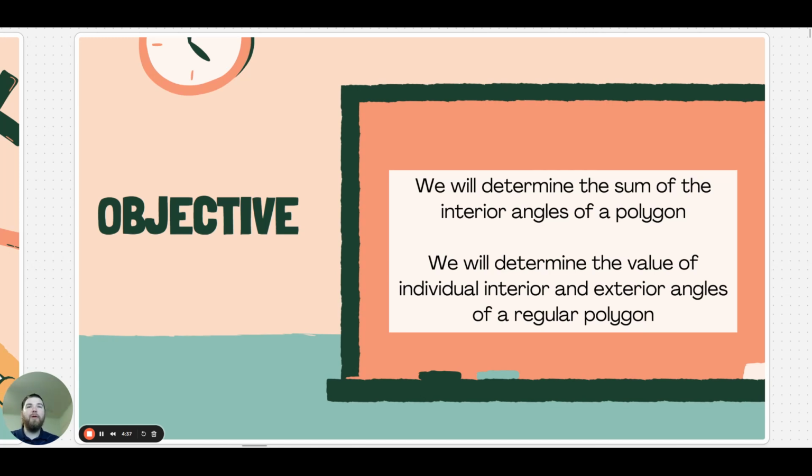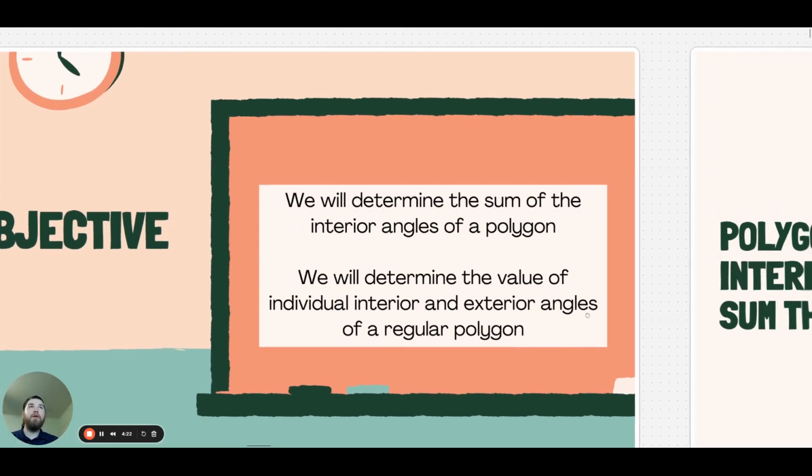Then the other thing that we want to do is we want to be able to figure out what each interior angle and what each exterior angle are in a regular polygon. Now remember, regular is all the sides are the same and all the angles are the same. So that's what regular means. So we've got two definitions here.